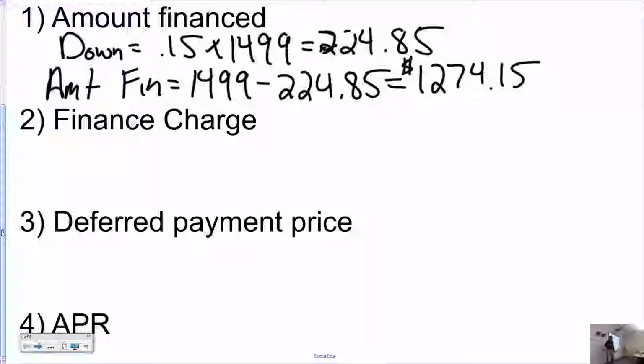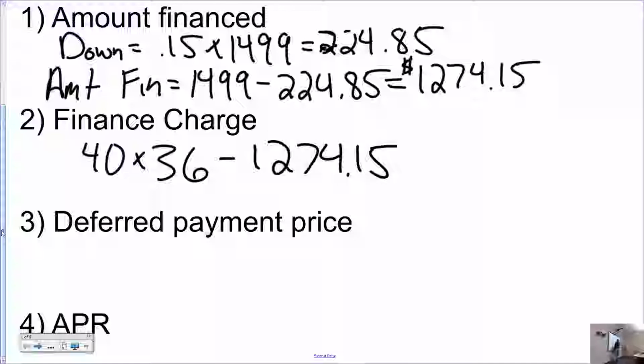All right, so how are we going to figure out what the finance charge is? Amount of payments minus amount financed. How much are my payments? $40 times 36. 36 because? 12 times 3 years, 36 months total. Minus the $1,274.15. How much interest was I going to pay? $165.85. There you go.